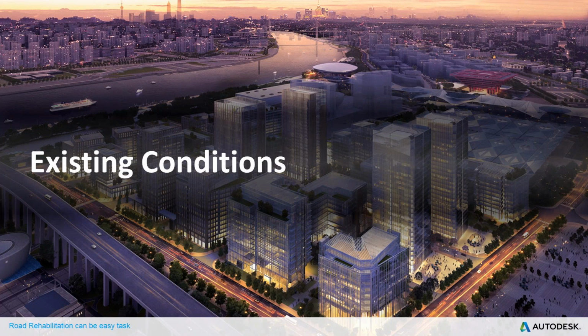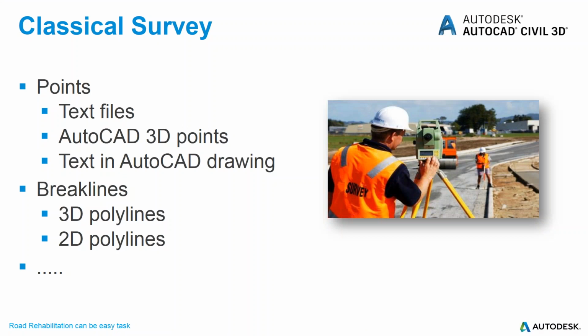What are the existing conditions which you want to base your design on? So we have what I call conventional or classical survey, and you can import different sources which you will receive from surveyors' points, and it can be in many different formats: as a text file, as a CSV file, as AutoCAD 3D points, as simple text in an AutoCAD drawing, or even blocks with attributes, for example. All this you can consume in Civil 3D, and you can build your terrain based on this information.